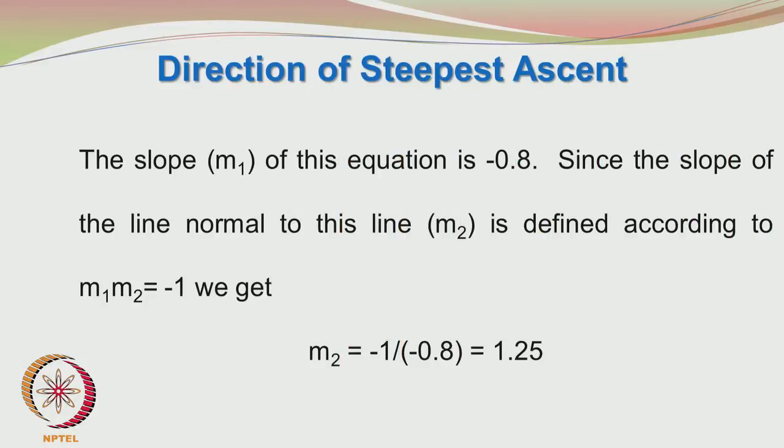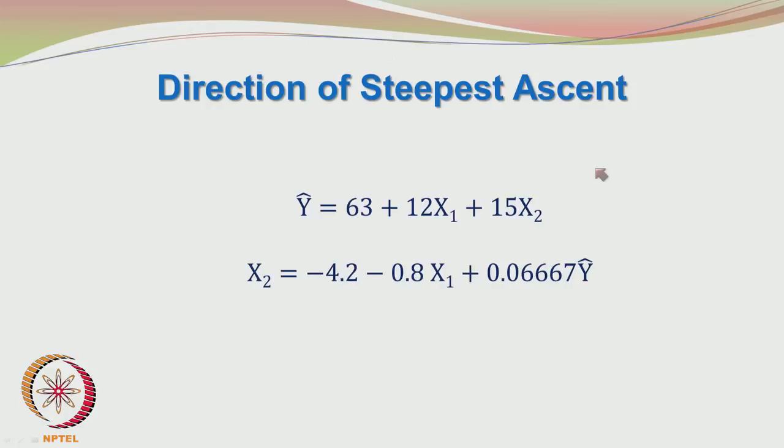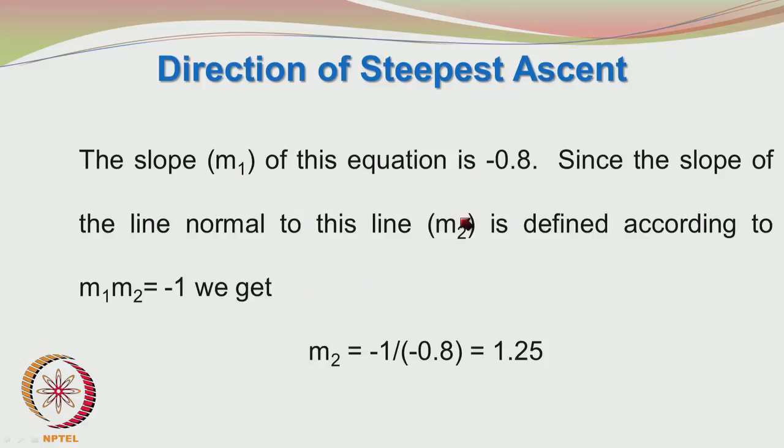To get the slope of the line in the direction of steepest ascent, we have to find m2, and the relation is m1 m2 is equal to minus 1. Since m1 is known, we can easily find out m2. So the slope m1 of this equation, which was given before, that is y hat is equal to 63 plus 12 x1 plus 15 x2, or x2 is minus 4.2 minus 0.8 x1 plus 0.06667. So the slope initially is minus 0.8, and we have to find m2, the slope of the line of steepest ascent, such that the relation m1 m2 is equal to minus 1 is satisfied.